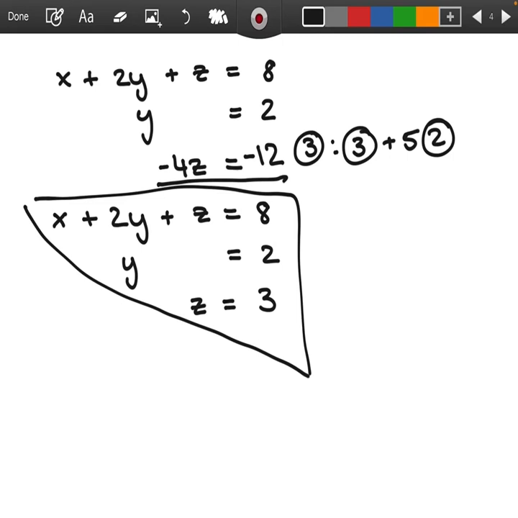So I'm going to use my last equation to eliminate my last variable from everything above the last equation. So I'm going to use this last variable, z, in my last equation to eliminate everything above that. So I'm going to eliminate that z using this z. So I'm going to subtract my third equation from my first equation.